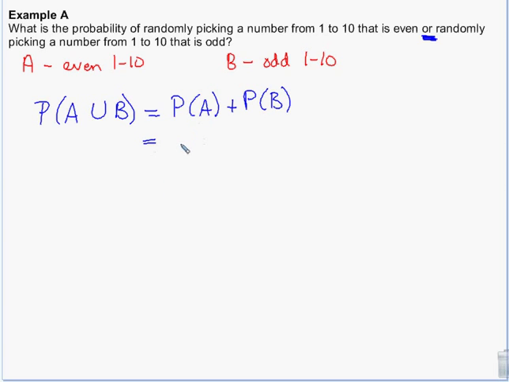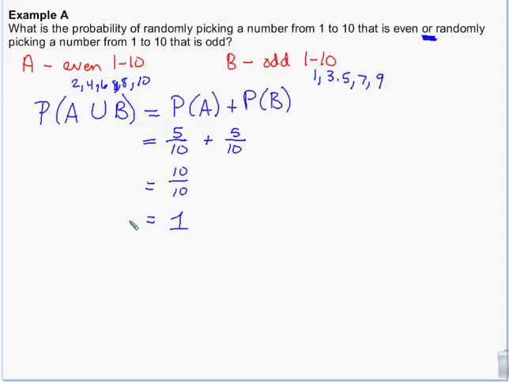The probability of A, well, let's look at our even numbers. Even is 2, 4, 6, and 8, so there's 4 out of 10. And B is odds. I have 1, 3, 5, 7. Oh, I forgot 10. Sorry, apparently I can't count. 5 out of 10. So I have 5 evens and 5 odds. When I add those together, I have 10 out of 10. So my probability is a 1. I have a 100% chance of getting an even or an odd.